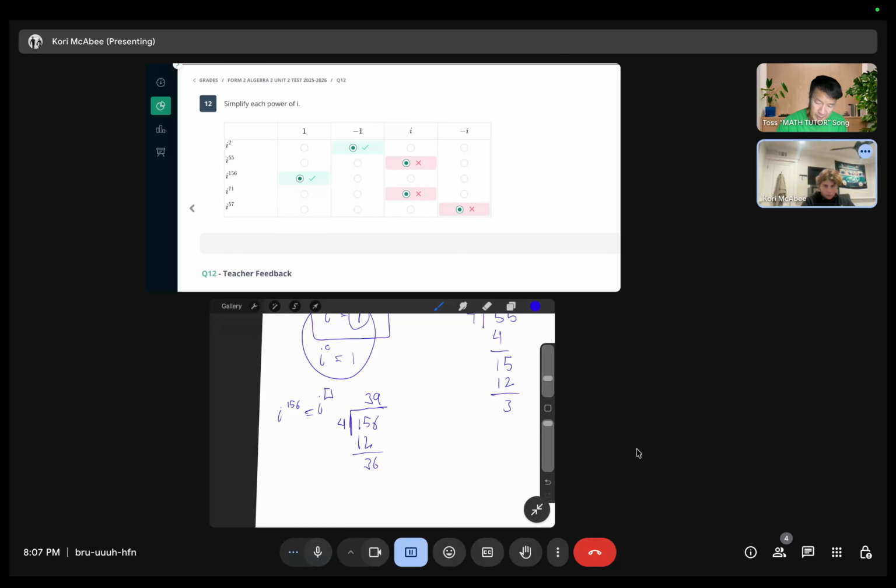It's 9 times, so it's 39 exactly. So here we go again. I was thinking that. So you get a 0 remainder. That means you'll put i to the 0 power as your answer, but that is simplifiable to 1. So the final answer is 1. i to the 56 is 1.